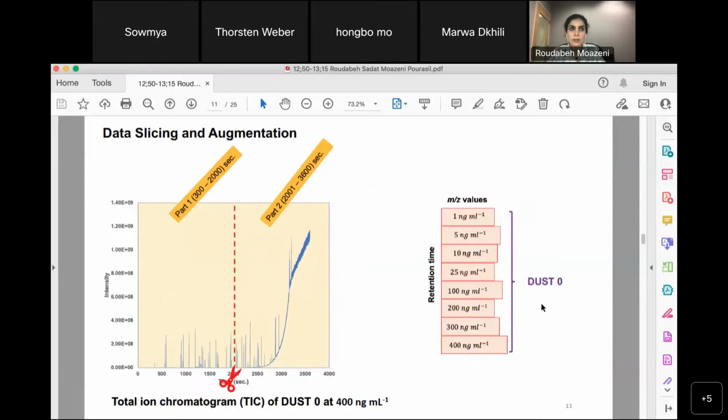The first sample was dust 0. We made it at 8 concentration levels. This chromatogram is dust 0 at 400 nanograms per mL, which consists of 58 semi-volatile compounds in addition to 5 deuterated polycyclic aromatic hydrocarbons. For data analysis, we decided to slice the chromatogram into 2 parts, and after that each part was augmented. Please go to the next slide.